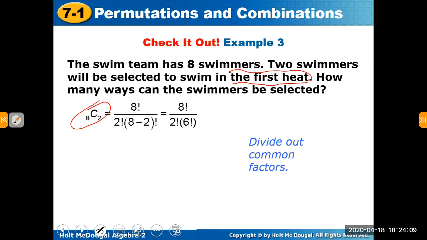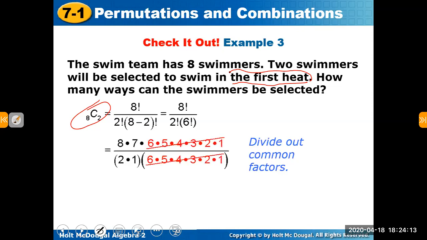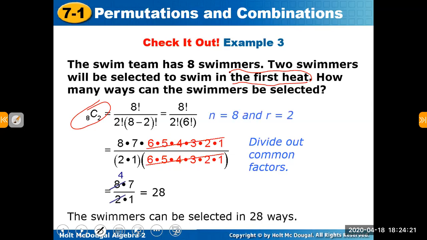So 8C2 is 8 factorial divided by 2 factorial times (8 minus 2) factorial. The answer will be 28. So the swimmers can be selected in 28 ways.